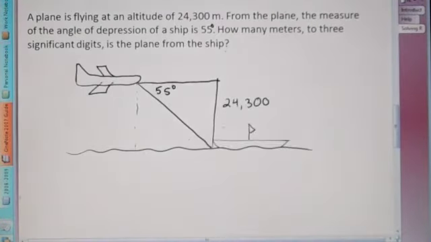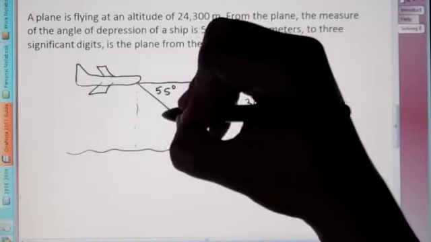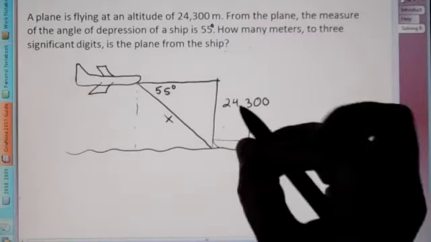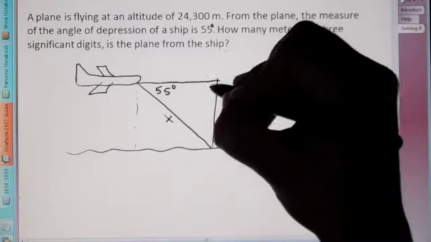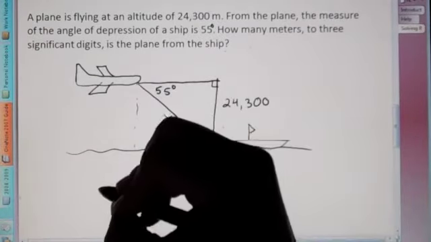But anyways, it says, how many meters to 3 significant digits is the plane from the ship? So we're actually asking this distance right here. How far away is that? So here, we have to set up an equation. From the 55 degrees, we know the side opposite, and we're looking for the hypotenuse. So that would be sine.